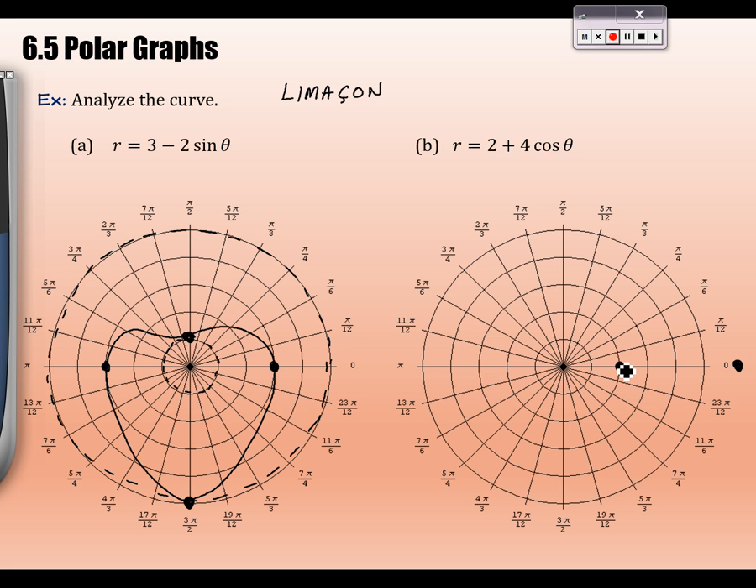And then what about in the pi over 2 and in the 3 pi over 2 direction? What do we get? What's R? In both cases, 2, right? So we're doing a great job. Keep up the good work, okay?